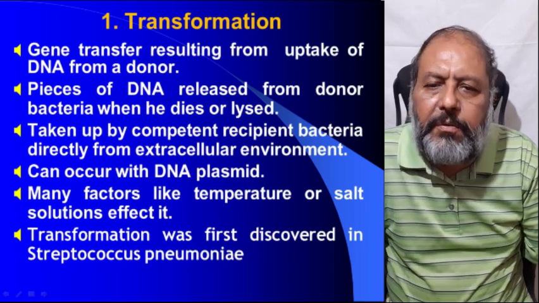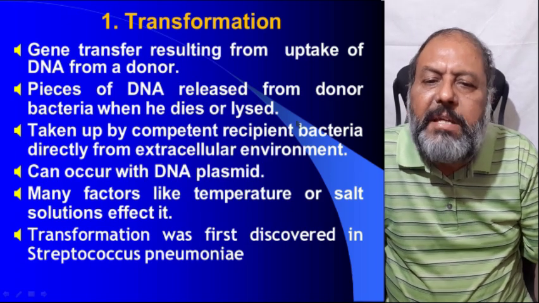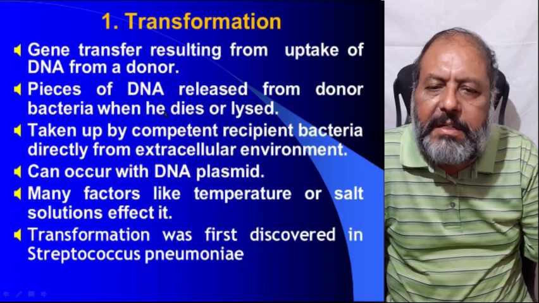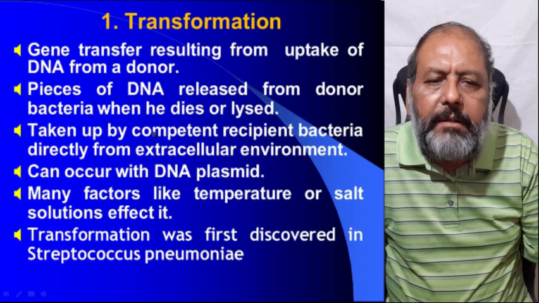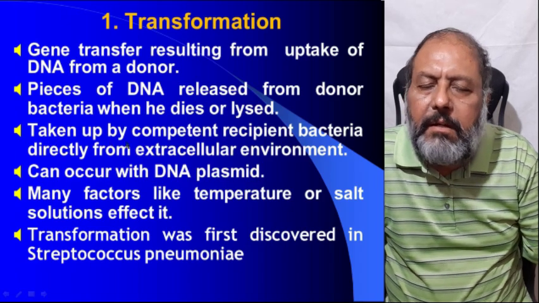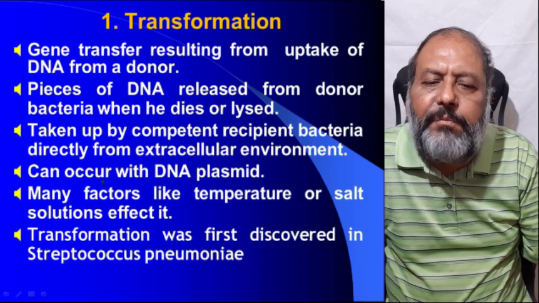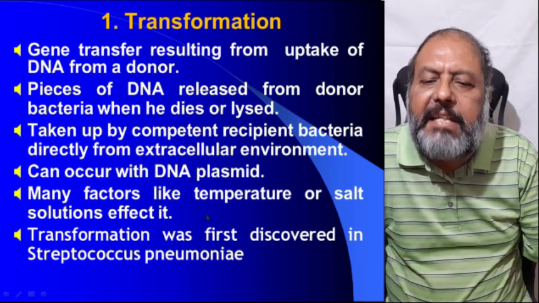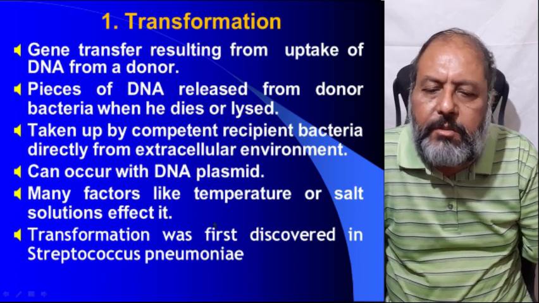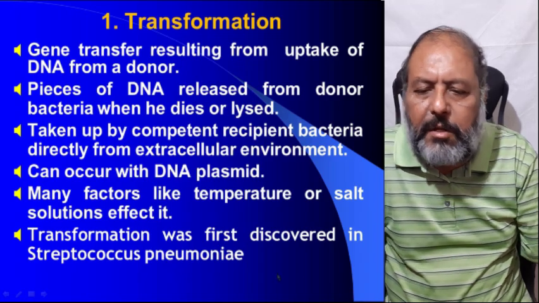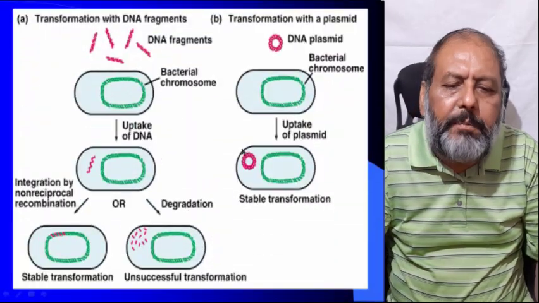It is the gene transfer resulting from the uptake of DNA from a donor. Pieces of DNA are released from the donor bacteria when the bacteria die or lyse. These lie in the environment and are taken up by the competent recipient bacteria directly from the extracellular environment. It can occur with plasmid DNA. Many factors, like the temperature and the salt solution, affect this transformation process. Transformation was first discovered in Streptococcus pneumoniae bacteria.